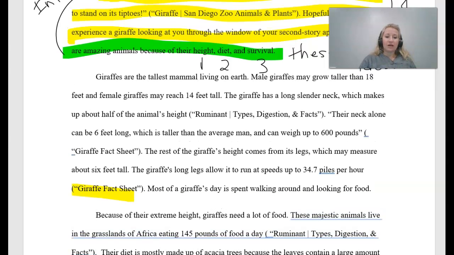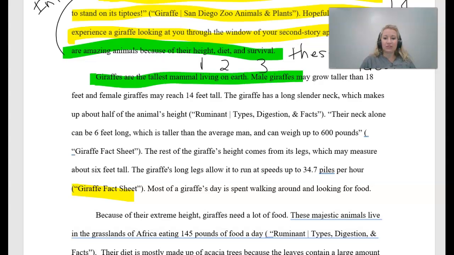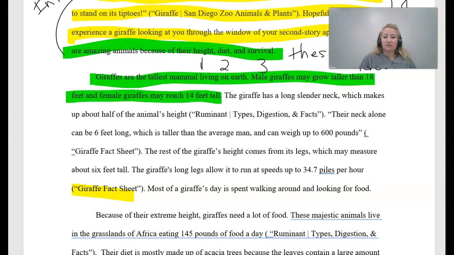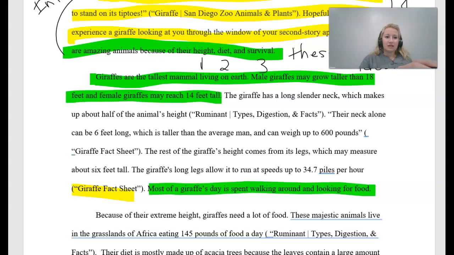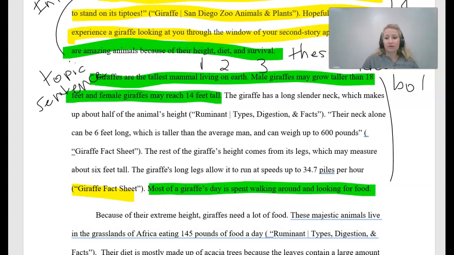Okay, so I am going to now get my highlighter, and I'm using my green highlighter that matches my thesis, highlighting this first sentence, and then I'm highlighting the last sentence. Okay, this first sentence is called the topic sentence. The topic sentence, and this whole thing is called body 1 or body paragraph. I'm just going to call it body 1.